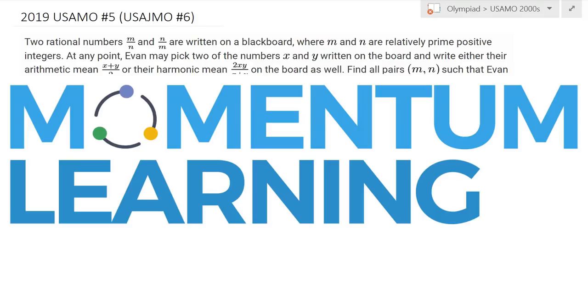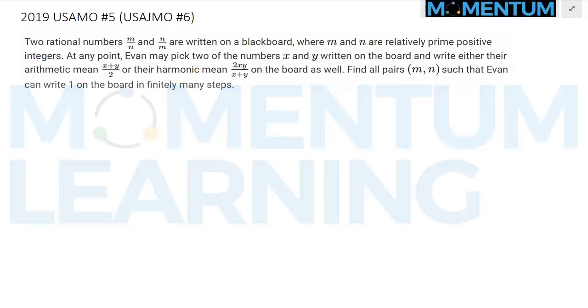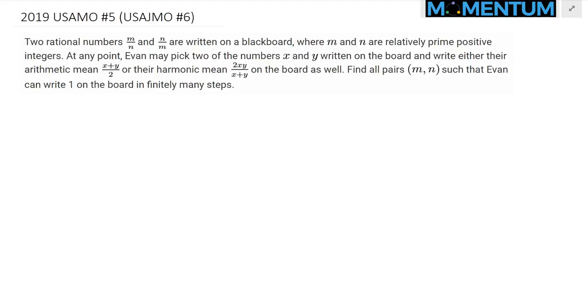This is 2019 USAMO problem number 5. The same problem also appeared as the JMO problem number 6, and here is a view of this problem. Two rational numbers, m over n and n over m, are written on a blackboard where m and n are relatively prime positive integers.